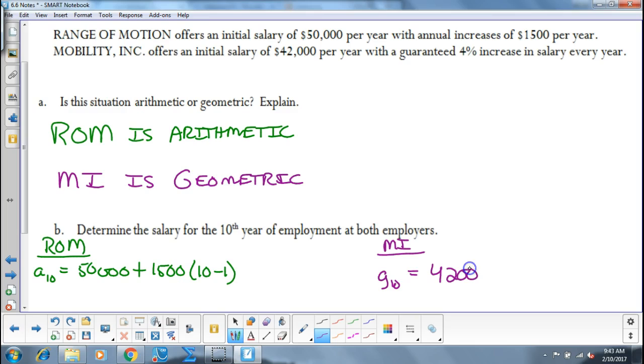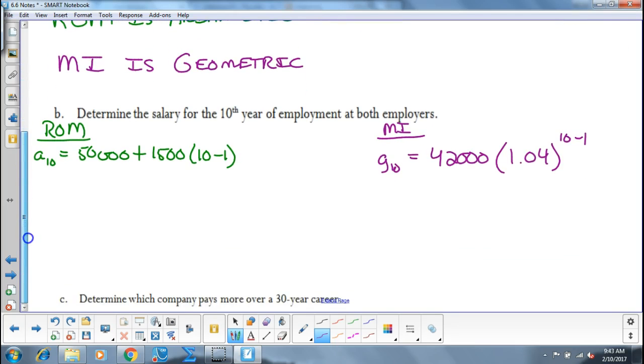That's going to equal 42,000 times 1.04 raised to the 10 minus 1 power. We're only finding the 10th. Oh. Yeah. I'm looking at the wrong thing. Okay. So 10 minus 1 is 9.